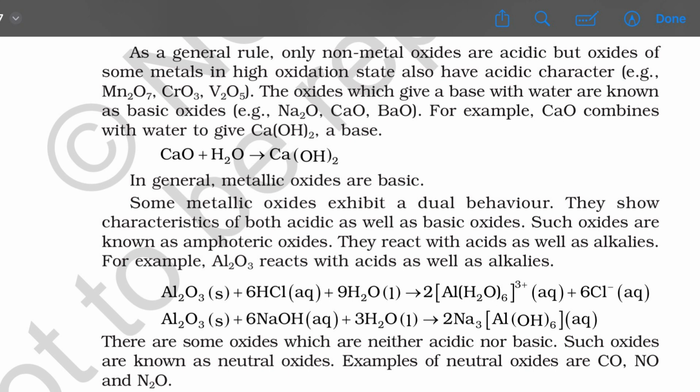Okay, now simply remember. Aluminum reacts with HCl, releases H2. Aluminum reacts with NaOH, releases H2. This is an important question. There are some oxides which are neither acidic nor basic. Such oxides are known as neutral oxides. Examples are NO, N2O and CO.